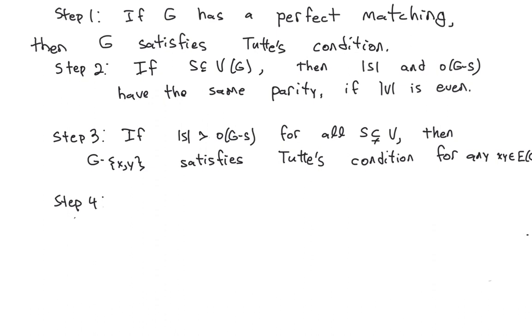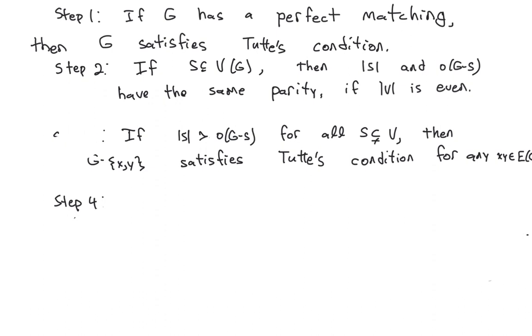So we're going to prove this theorem, and we're going to do it in steps. And some of the steps are similar to what we did for Hall's marriage theorem. So the first step is to prove that if you have a perfect matching, then your graph satisfies Tutte's condition. So that's proving one of the directions in the biconditional. So then we just have to prove the other direction by induction on the size of the vertex set.